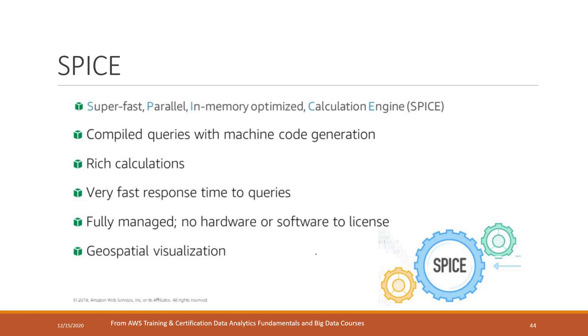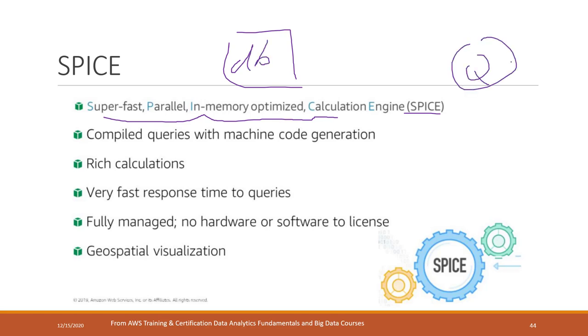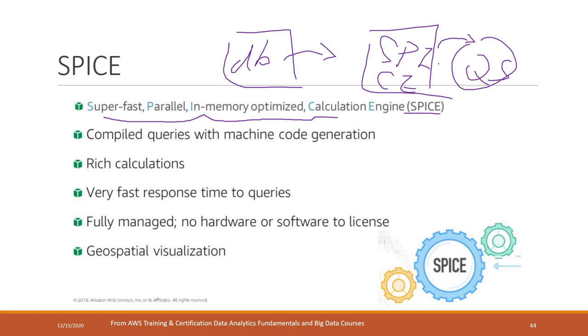They provide a very fast calculation engine called SPICE. It is a super fast, parallel, in-memory optimized calculation engine. So what does that mean? Basically, when you have your data from your database, and you import that into QuickSight, you can load the data to SPICE first, and then you can use QuickSight to query data in SPICE directly. Because that is in-memory optimized, it will be faster than if you query the data from your database directly.